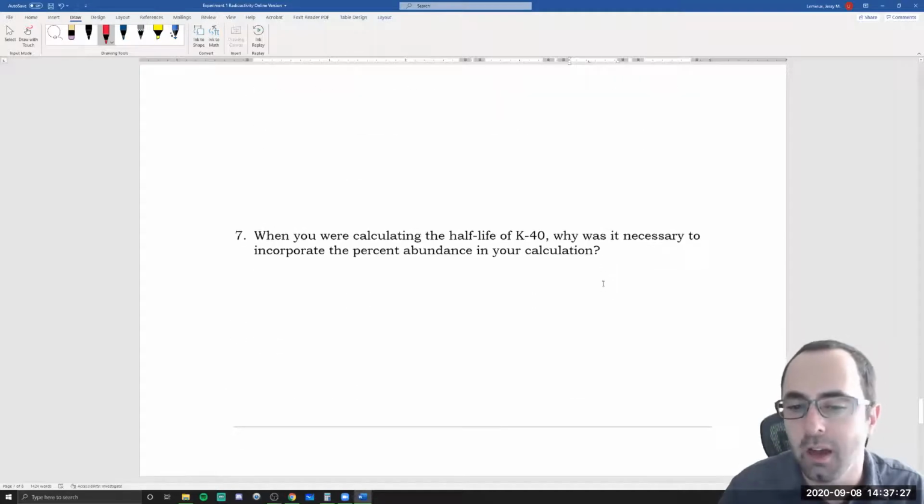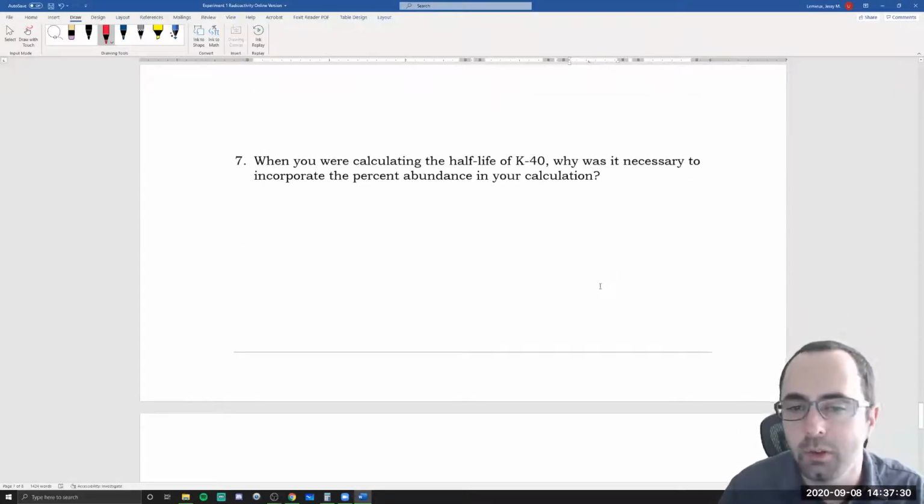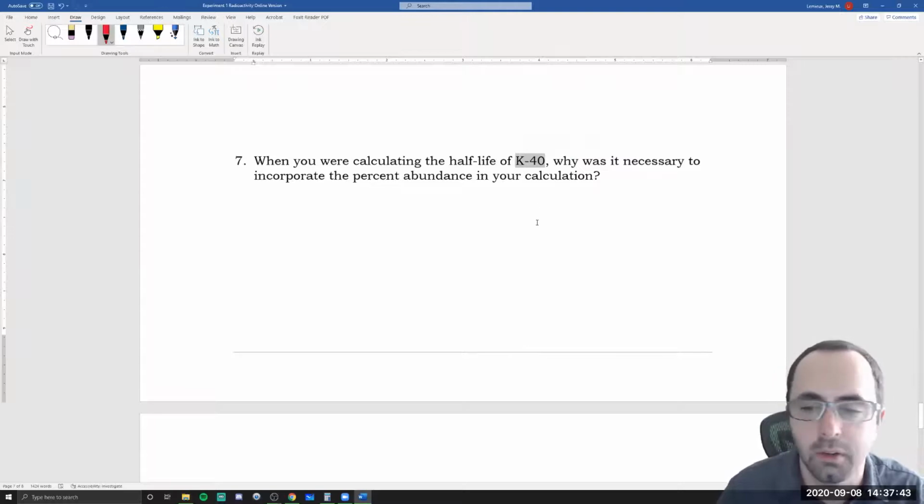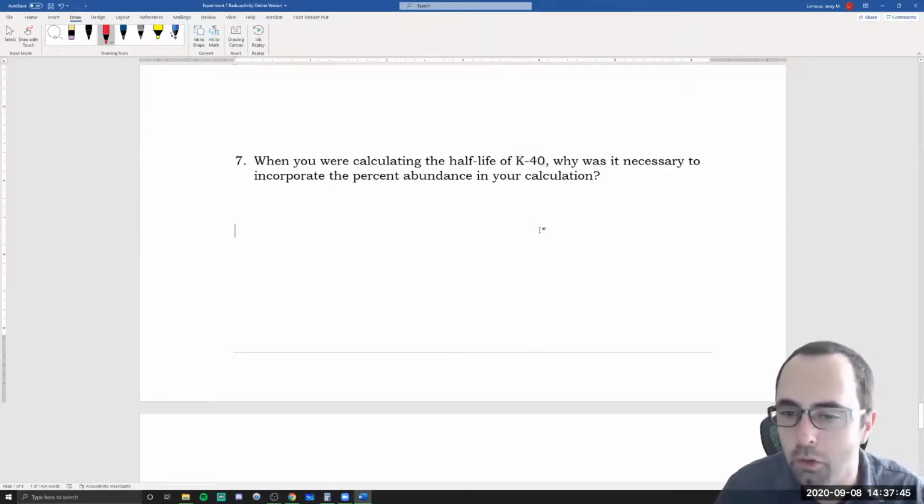And then when you're calculating the half-life, why is it important to include the abundance? It's because not all the potassium atoms are going to be undergoing decay, only the potassium 40. So we need to be counting only the atoms that may actually undergo this decay process, not all the other stable nuclei that won't.